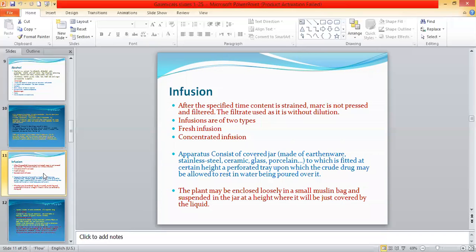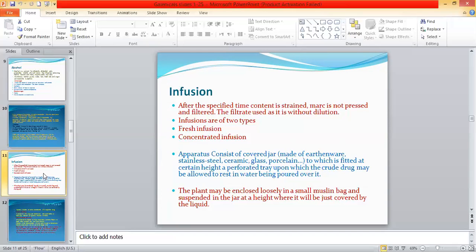The other way is the plant is enclosed loosely in a small muslin bag, and it is suspended in the jar at a height, and it will just be covered by the liquid. So you can take the example of tea bags. In tea bags, the tea leaves are closed in a muslin bag. What is muslin? Muslin is a soft, lightweight cotton cloth. In the tea bags, the tea leaves are enclosed, and these tea bags are suspended in the boiling water.